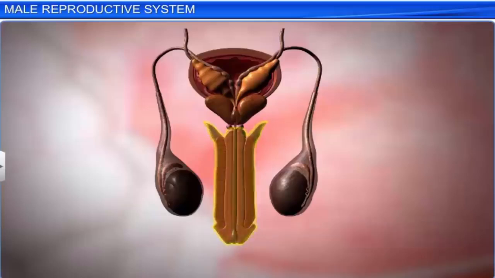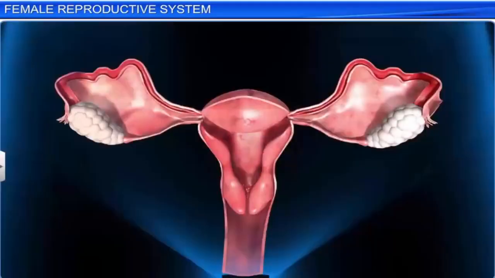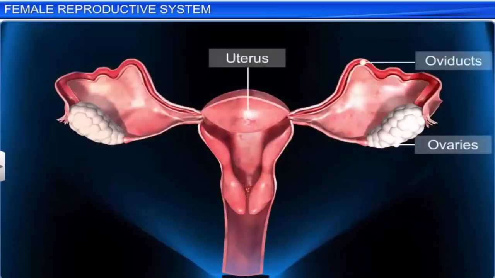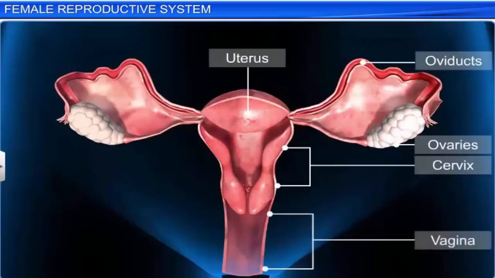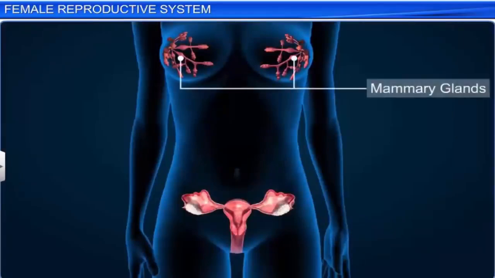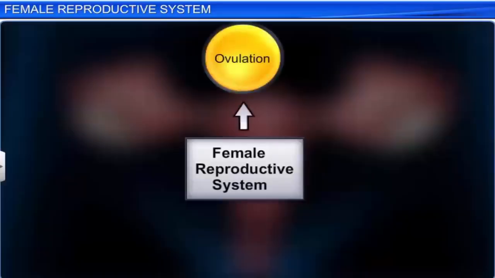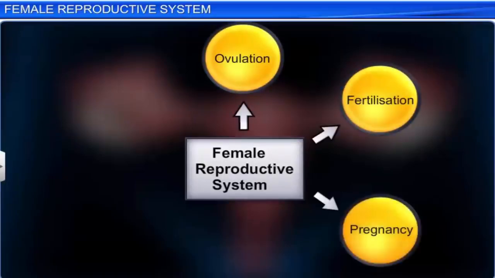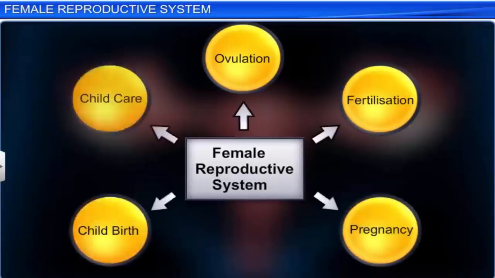The penis, urethra, vas deferens, and Cowper's gland together help in copulation and in the deposition of sperm within the female. The female reproductive system includes the ovaries, oviducts, uterus, cervix, vagina, and the external genitalia located in the pelvic region. Along with a pair of mammary glands, it supports the process of ovulation, fertilization, pregnancy, childbirth, and child care.